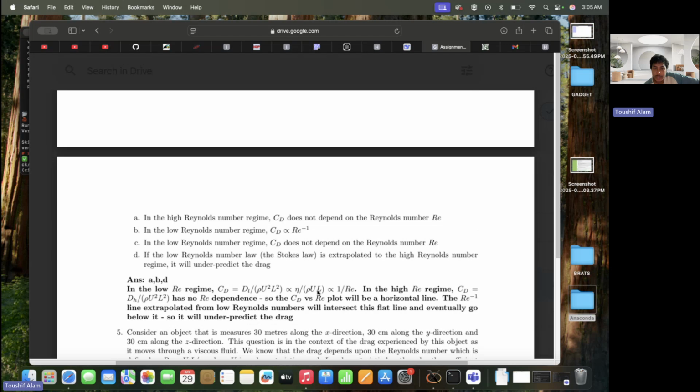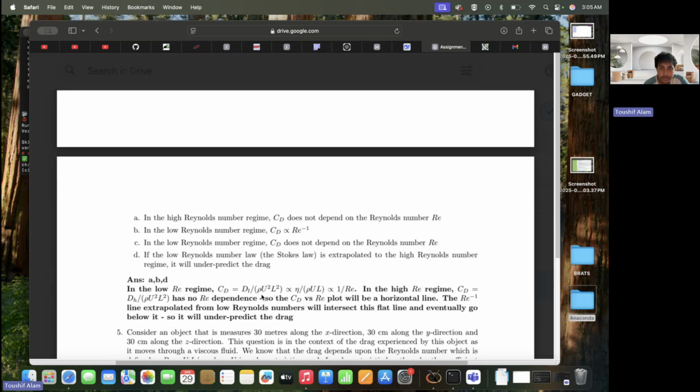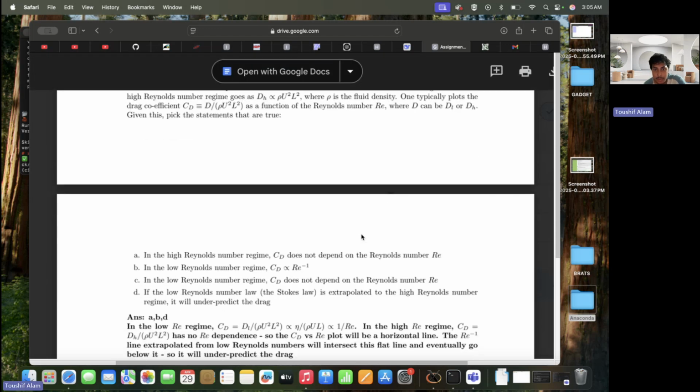In the high Reynolds number regime, CD does not depend on the Reynolds number Re. We have shown you the plot. Remember that the CD is decreasing with the Reynolds number. In the low Reynolds number regime, CD proportional to Re inverse. In the low Reynolds number regime, CD does not depend on the Reynolds number. If the Reynolds number is low, the total is equal to the high Reynolds number drag. In the low Reynolds number regime, CD is equal to D_L by rho U square L square, that is proportional to, is already given, CD is already given for rho.